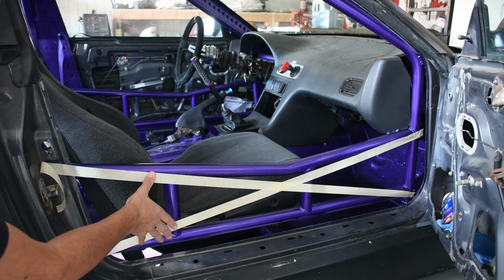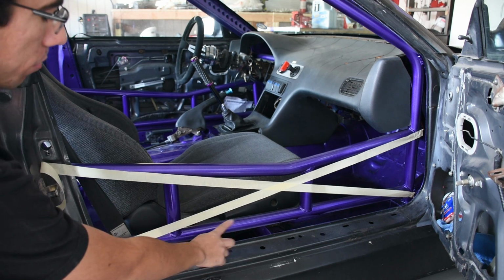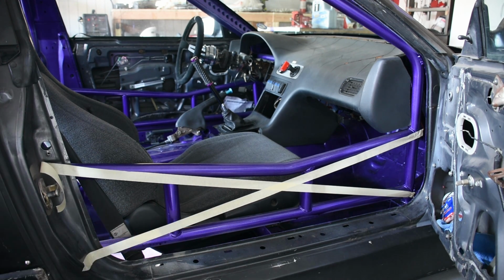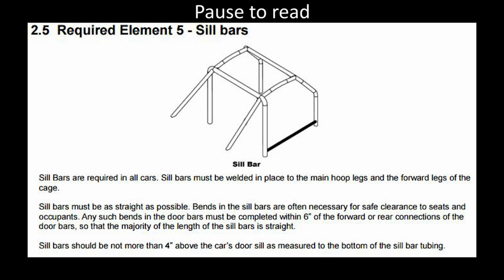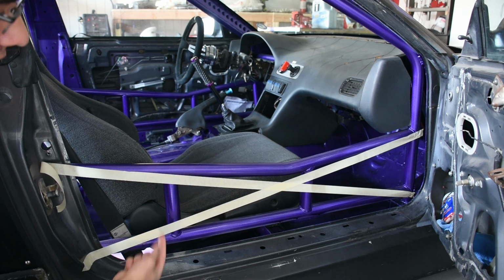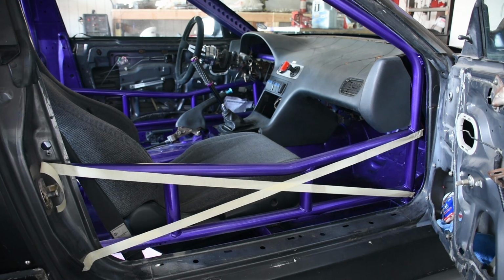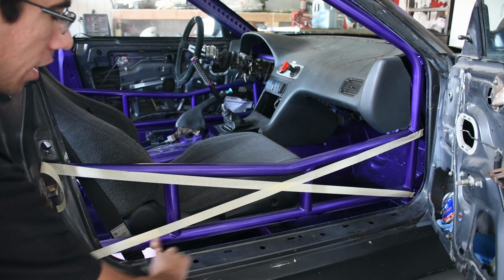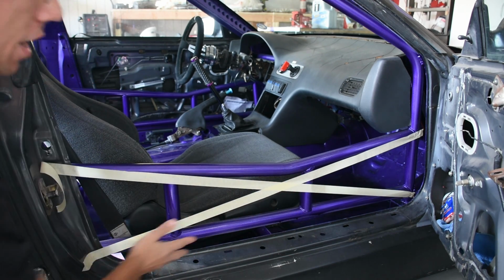So me personally, if I was doing an X bar design, I would also run a bottom bar like this, which is considered a sill bar according to NASA spec. NASA actually makes that a requirement when you're doing an X bar design, that you also run a sill bar along the bottom portion of it. That way you still have your X over here, and you've got one going along the bottom, so you have this entire area covered.